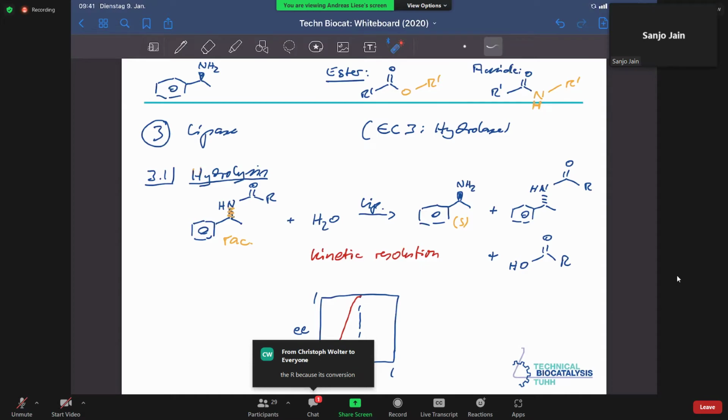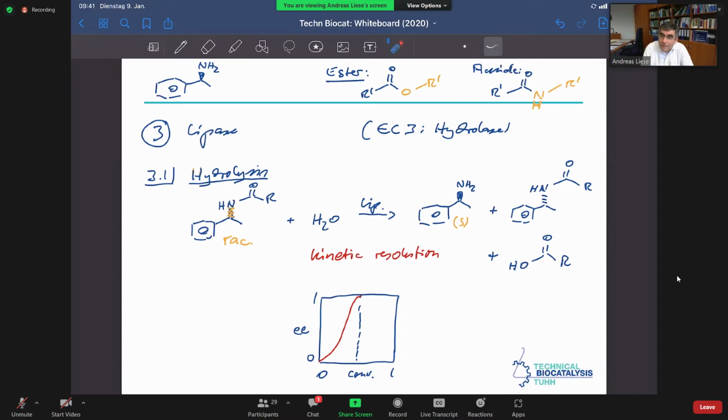Reaction product? Yeah, also Chitama is writing the R because it's conversion, right? So, no, sorry. This one is not the reaction product. That one is the leftover, yeah, unreacted. And what is written in the chat by Christoph is right, that the R enantiomer, so this one has the R specificity. That is the leftover. So this is leftover. This is the reaction product.